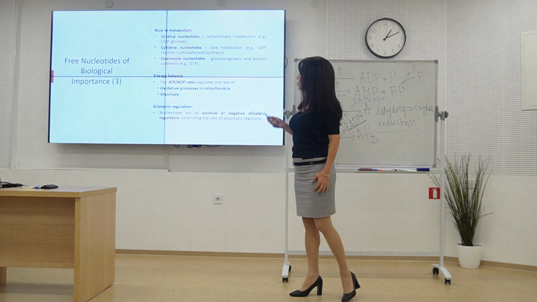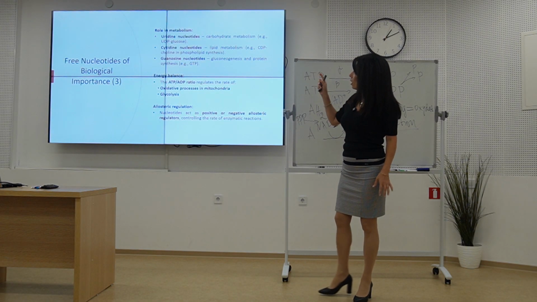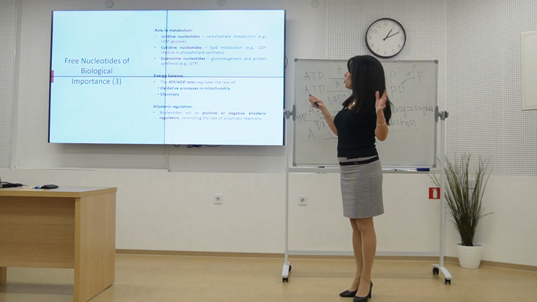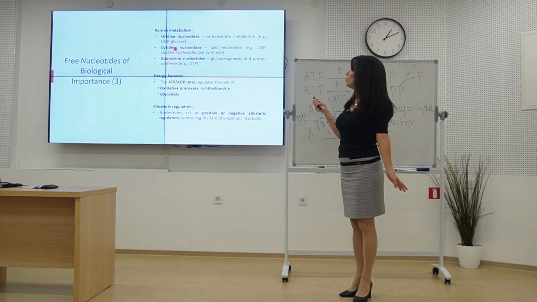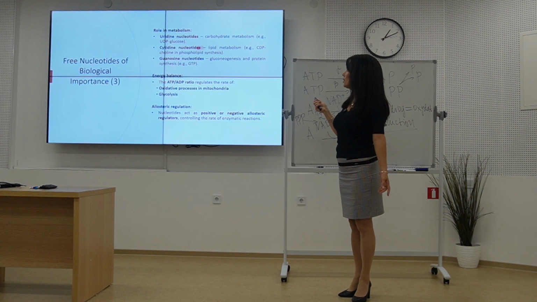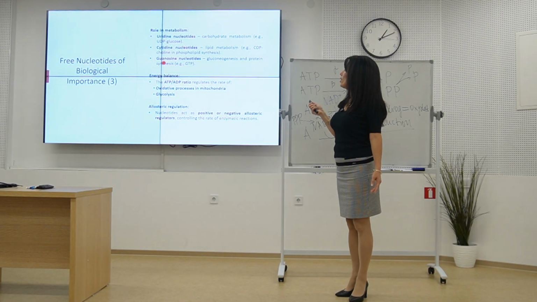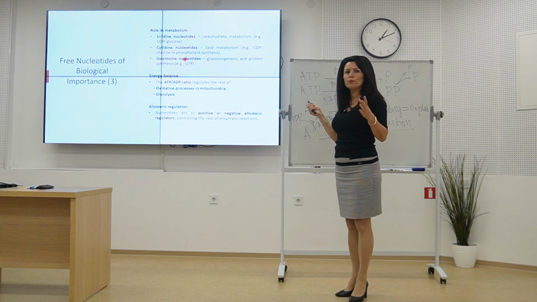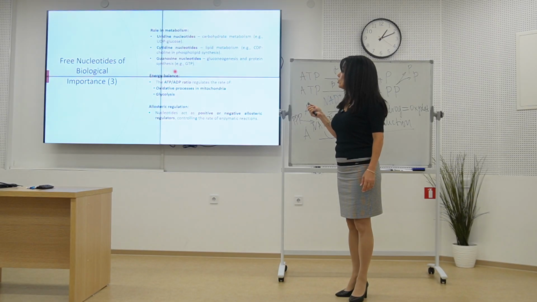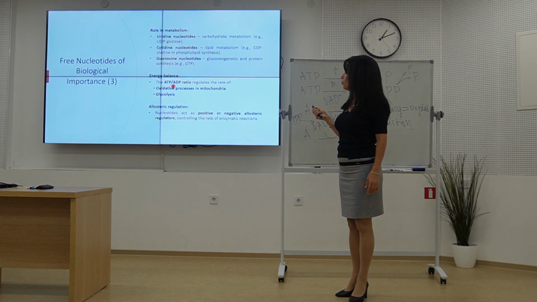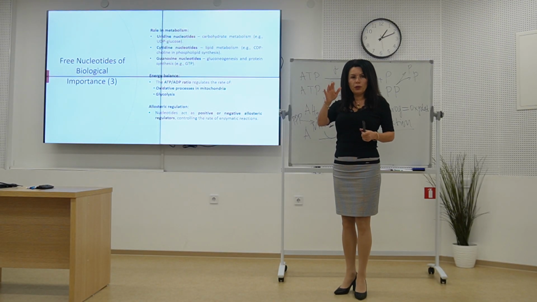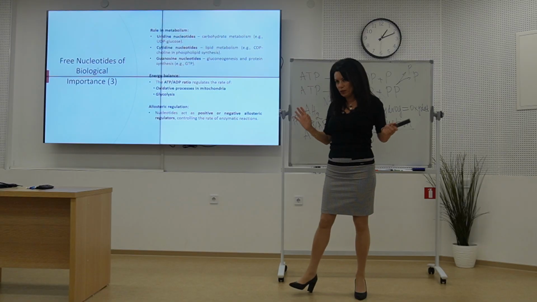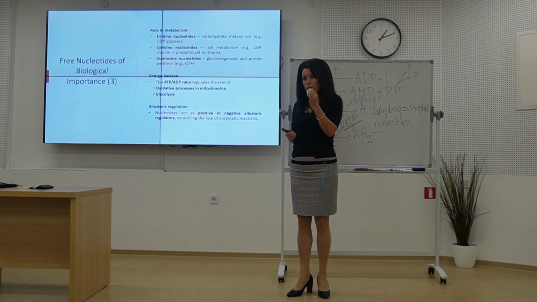The next examples of free nucleotides are all the rest, by the way. Uridine nucleotides are used in carbohydrate metabolism, for example UDP-glucose. Cytidine nucleotides in lipid metabolism. Guanosine nucleotides in gluconeogenesis and protein synthesis. And look, this one is very, very important: the ATP-ADP ratio. What is this? Students, you understand that ATP is a free nucleotide, but not only ATP. The ratio is very, very important.